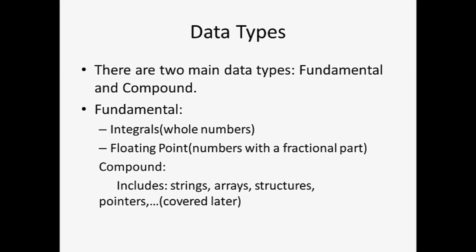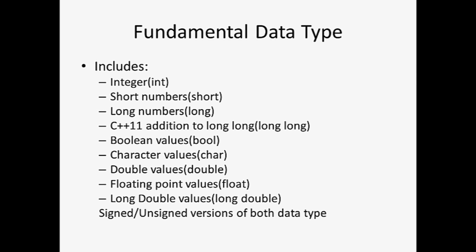So we have 2 data types here, fundamental and compound. Today we're going to look into fundamental. Later on, we're going to look at compound, which includes strings, arrays, structures, and pointers. Fundamental has 2 major groups: the integrals, or the whole numbers, and the floating point, which are numbers with a fractional part. So here are the fundamental data types.